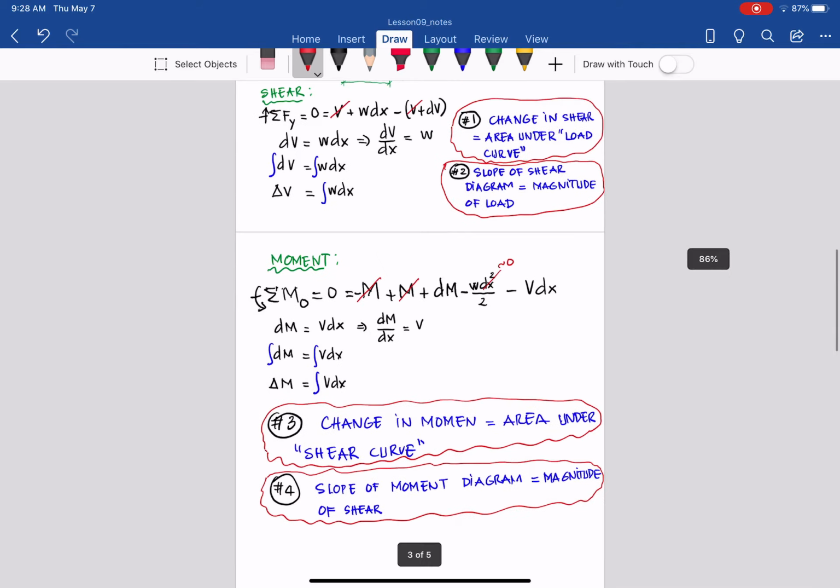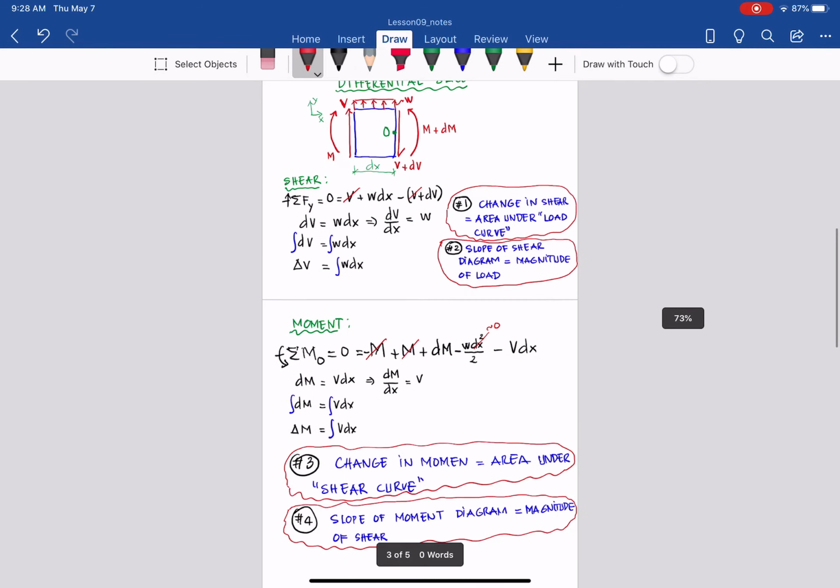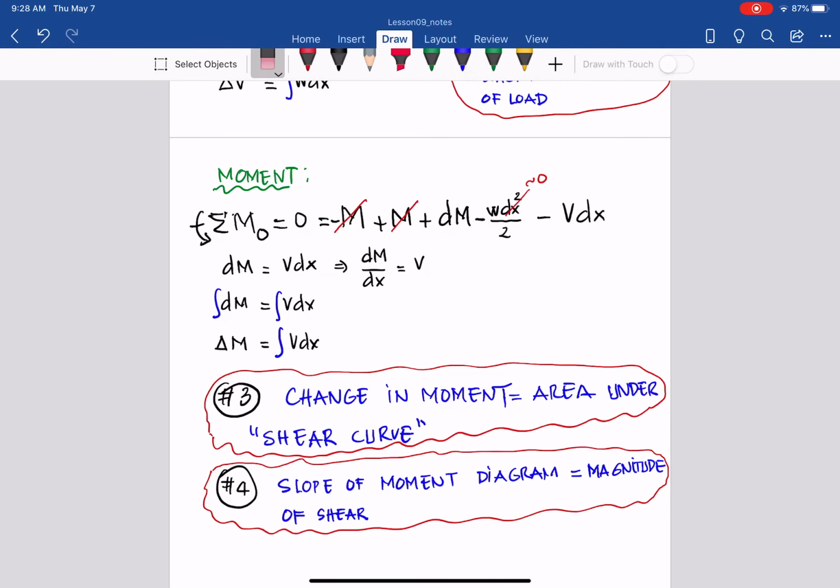So we have, as you can see, 4 notes here that you need to keep in mind when you talk about the shear and moment diagram. The change in shear diagram equal to the area under the load curve. The slope of the shear diagram equal to the magnitude of the load. Similarly, the change in moment equals the area under the shear curve, and the slope of the moment diagram equal to the magnitude of the shear. So with that, we finish with the theory or the concept of the shear and moment diagram. In the next video, we show you a few examples, and then we go to the worksheet practice problem.